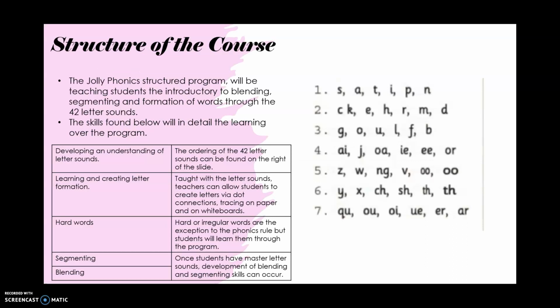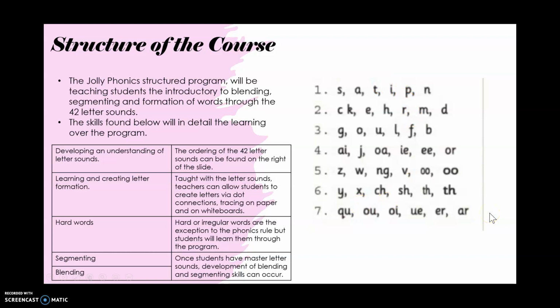The structure of the course. The Jolly Phonics structured program will be teaching students the introduction to blending, segmenting, and formation of words through 42-letter sounds. The skills found below will be in detail the learning for the program. Developing an understanding of letter sounds. So if you can see on the right of us this image here, it demonstrates the letter sounds that will be taught to the students. There are about 42 letter sounds found within this space.